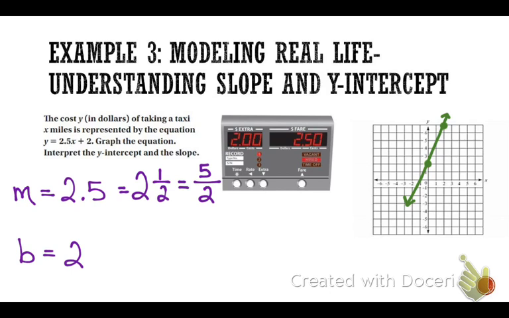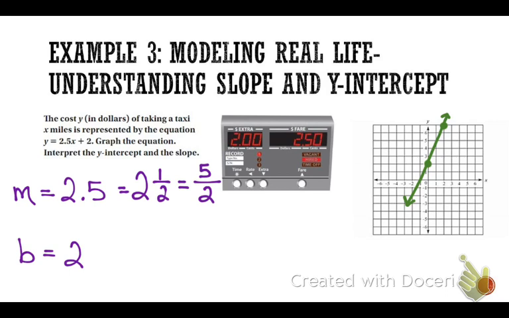Okay, but what does this all... who got the graph right? Anybody get the graph right? Who got the graph right? Okay. What does this mean? What does the slope mean? What does the y-intercept mean? Does it have an X?